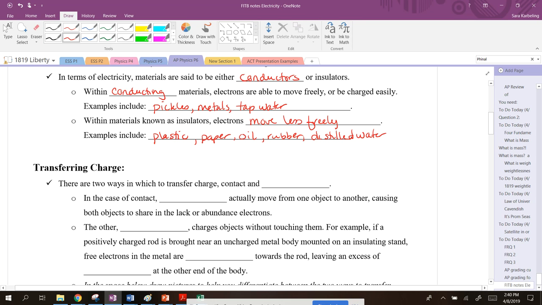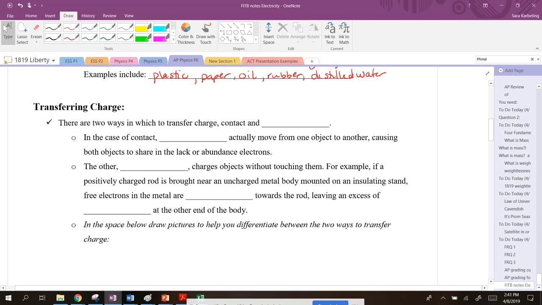What's the difference between distilled water and tap water, distilled water, and any other kind of water? What's special about distilled water? It's just water, right? Any other water has got other minerals in it. Those minerals are the things that are actually really good at conducting electricity.